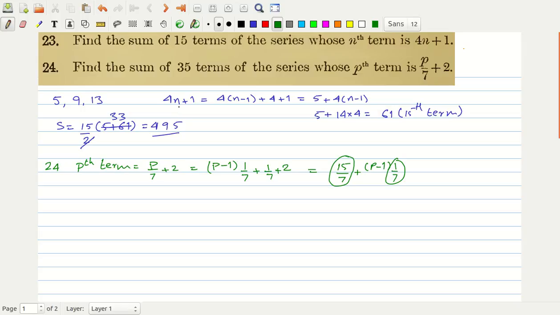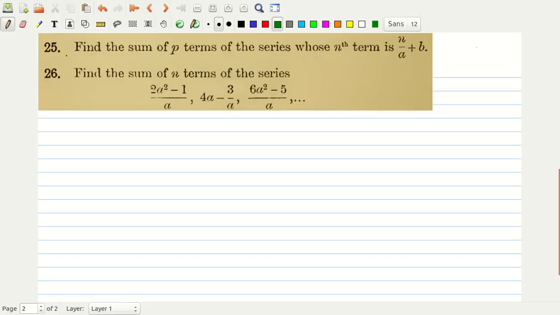So we can simply find the sum of 35 terms. Sum of 35 terms will be equal to 35 divided by 2 times 2a. 2a is 30 by 7 plus 35 minus 1 is 34, and the common difference is 1 by 7, right? So this is equal to 35 by 2 into 64 by 7. So this is 160, right? Now let us look at problem number 25 and 26.